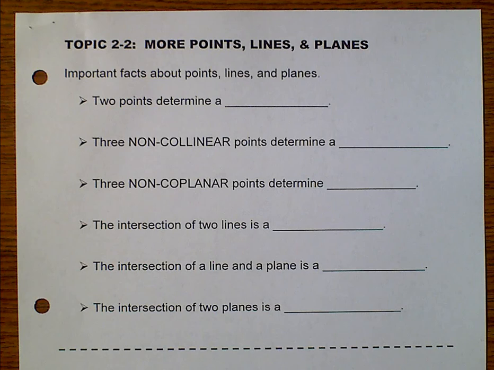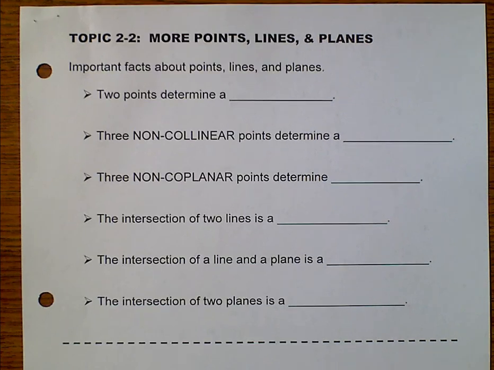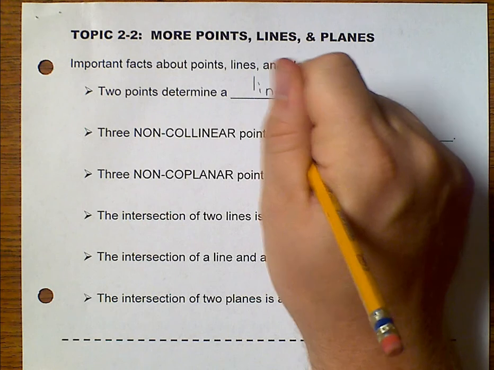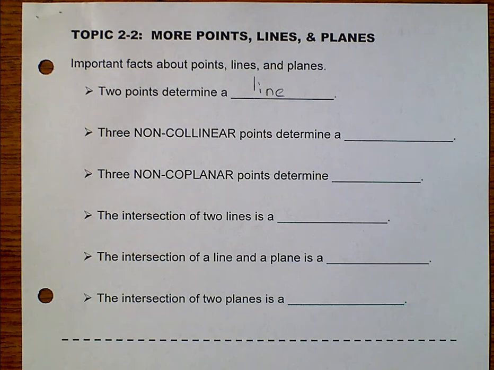Hello, this is Geometry, topic 2-2, just more on points, lines, and planes, continuing from topic 2-1. Here are some important facts that we need to know. 2 points determine a line. What that means is if I have 2 points, there is a line that connects those 2 points. And so in order for me to have a line, I need to have at least 2 points.